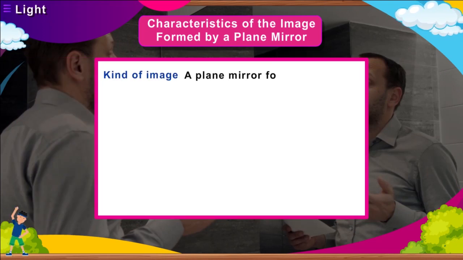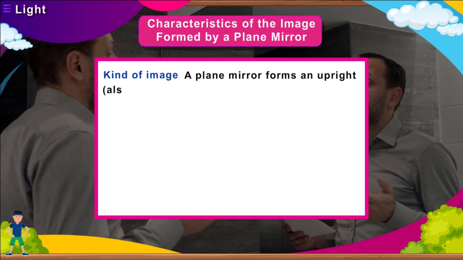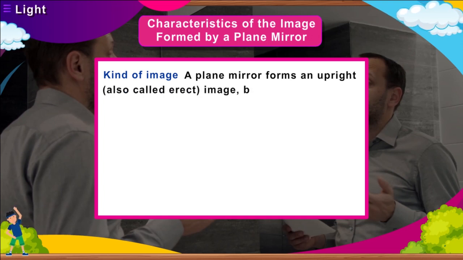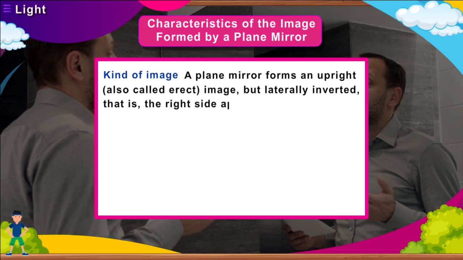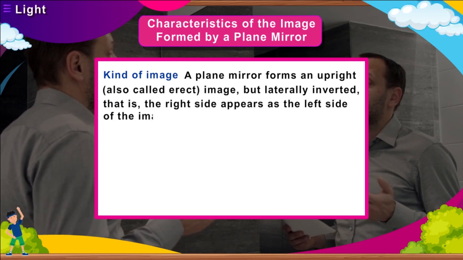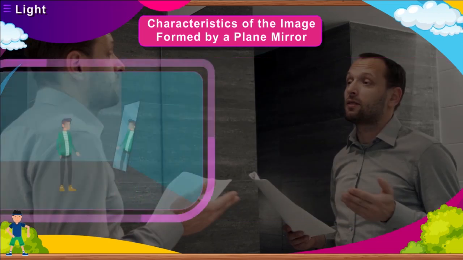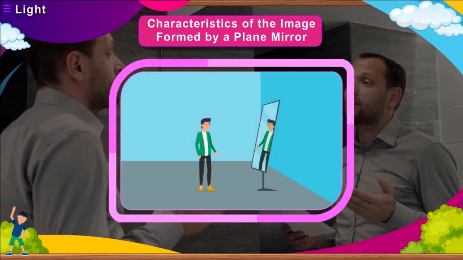A plane mirror forms an upright, also called erect, image, but laterally inverted, that is, the right side appears as the left side of the image. Distance of the image from the mirror as compared to that of the object.